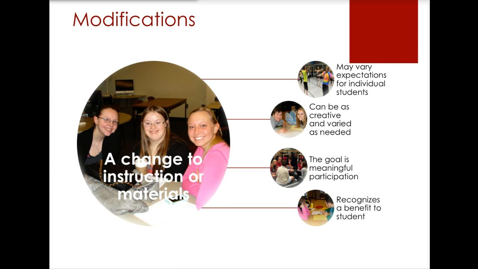Now, a modification, on the other hand, is a change to instruction or materials, and we would do that for students who are auditing our courses. And really the biggest modification that we can do is vary expectations for individual students. And that doesn't mean lower expectations or not have expectations for a student, but to vary those and to know that there might be particular goals or something in mind that the student wants to achieve through participation in your class. The modifications can be as creative and varied as needed to support that student, building off of their strengths, and really to try to help the student to meaningfully participate and engage in the course activities. The ultimate goal of a modification is really to make sure that the student does benefit somewhat from the class, and we know through research that students do benefit when challenged.